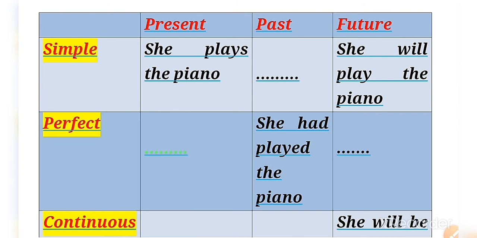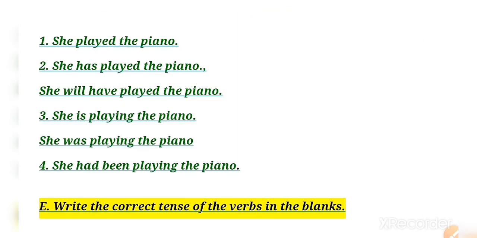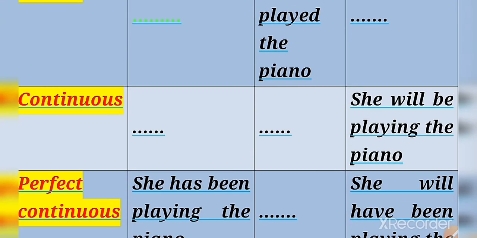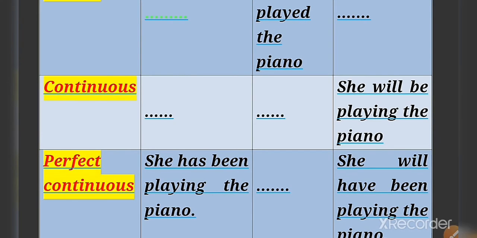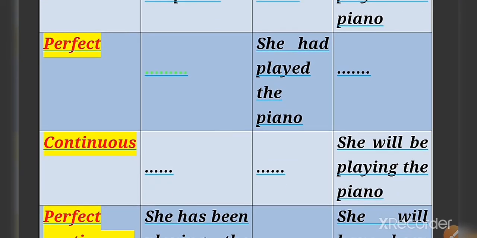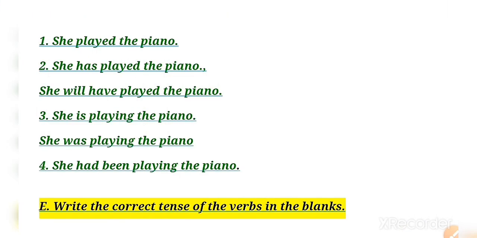In simple present, it is written that she plays piano. The past you have to fill and future is already given. Then in present perfect you have to fill, past is given, and future perfect also you have to fill. In continuous you have to fill present and past, future is given. In perfect continuous, future is present, simple present is given, you have to fill simple. Perfect continuous you have to fill, and then after future perfect is already given. So in this way there are 4 tenses that you have to do. See the answers I have written.